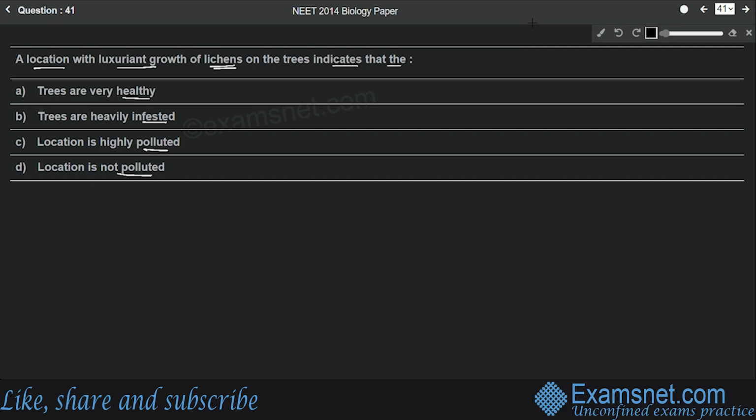Okay, so we know that lichens are very good pollution indicators, because they do not grow in the polluted areas. So if there is a luxuriant growth of lichens in a location, that means the location is not at all polluted. Okay, so option D will be the correct answer.